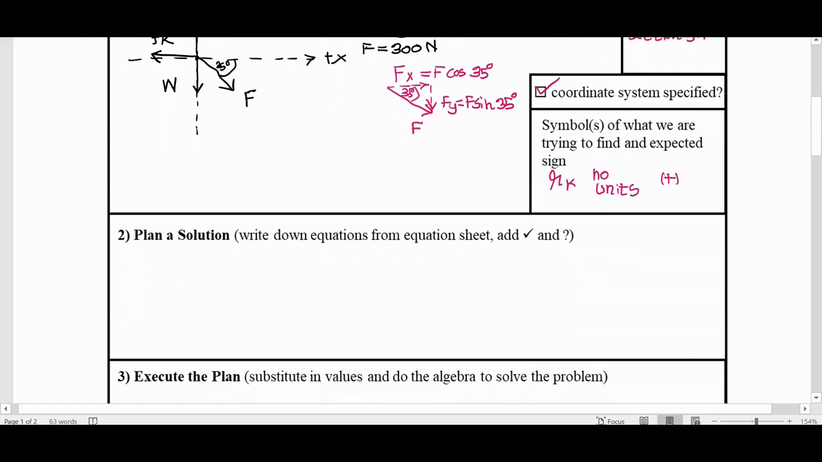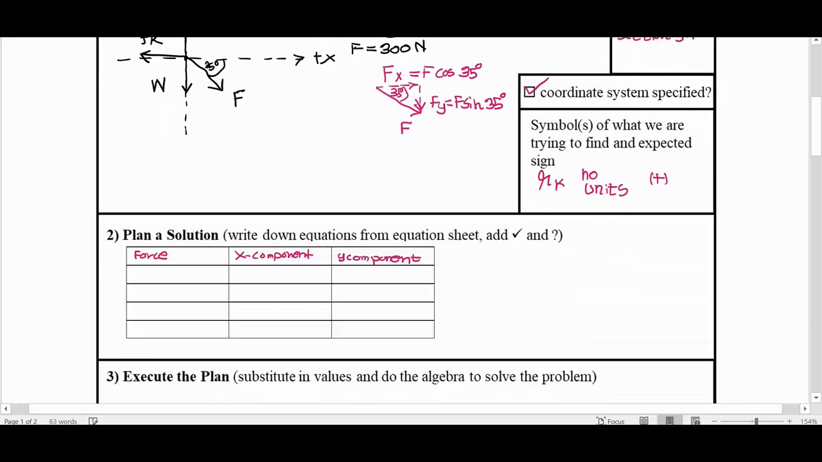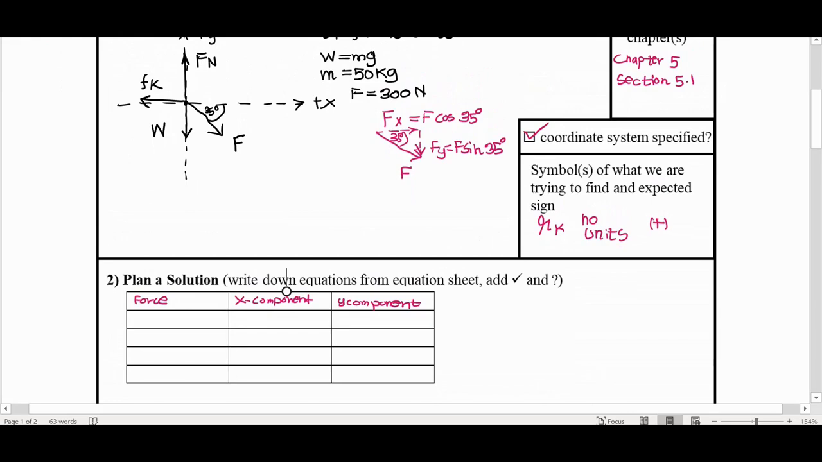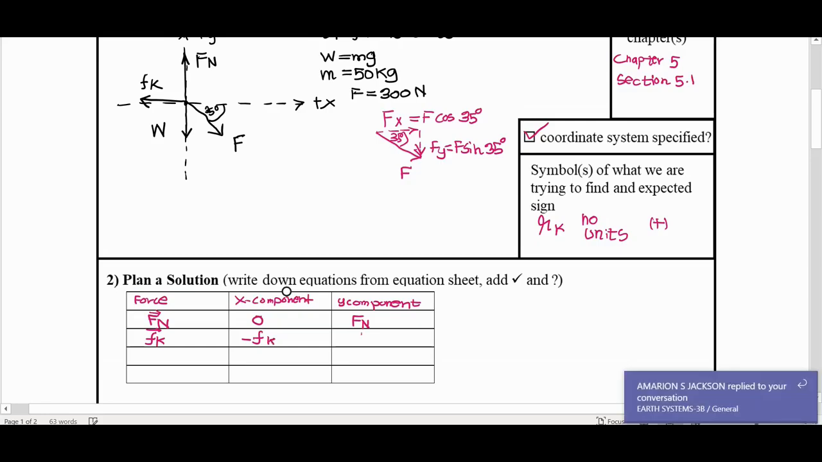And then let's plan our solution. Before we plan the solution, I'm going to create this table to identify each force acting on the crate and then the x and y component of each force. Normal force acting directly upwards, there's no x component, y component is positive. Kinetic friction, friction always opposes the motion, so it is acting to the left. And then the y component of the kinetic friction is just zero.